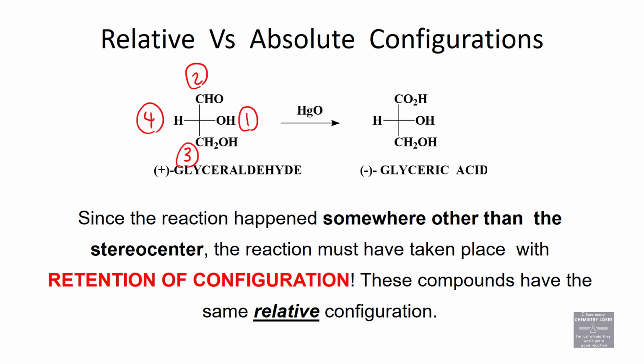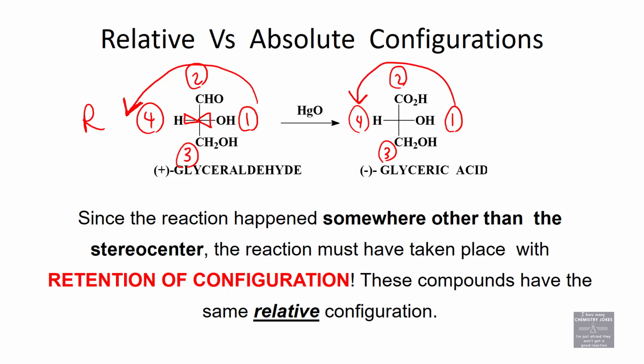Here are my priorities around glyceraldehyde. This is a Fischer projection, remember. That means bow tie across the middle. That means this is really R glyceraldehyde. That means this is R glyceric acid. So this one is R and R in both cases.